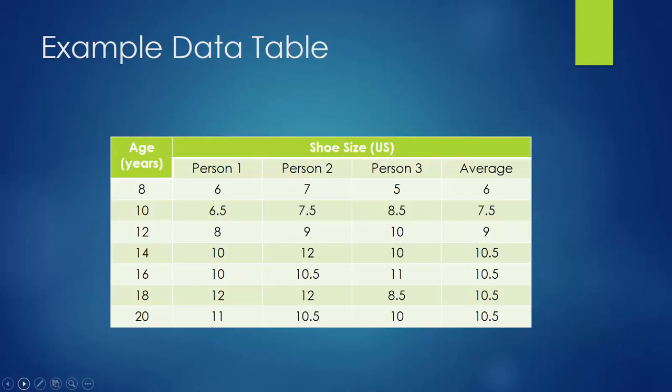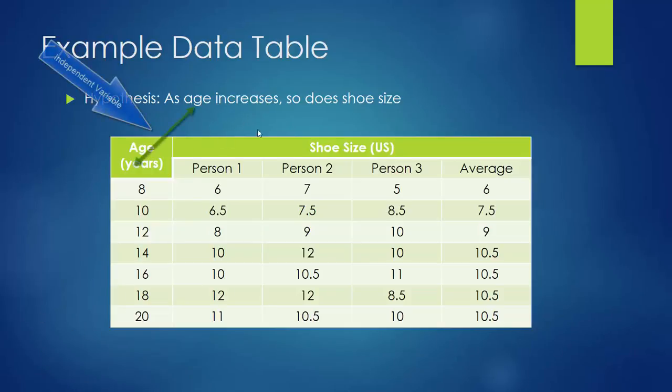Once we have our data, then we actually want to go ahead and use it in a graph to display it in some way. So here's an example data table, and this is for the hypothesis that as age increases, so does shoe size. And so we have years in age over here, 8, 10, 12, 14, 16, 18, 20. So I can see that we measured 8-year-olds, 10-year-olds, 12-year-olds, 14-year-olds, 16, 18, and 20-year-olds. And we measured 3 people from each age division.